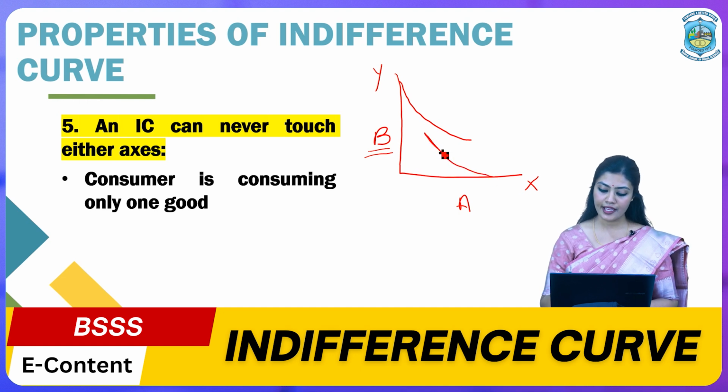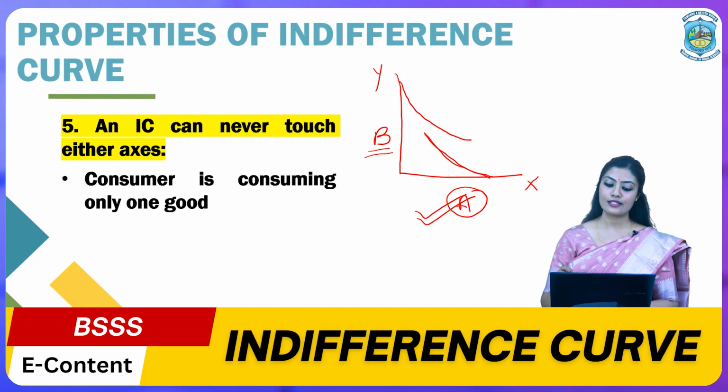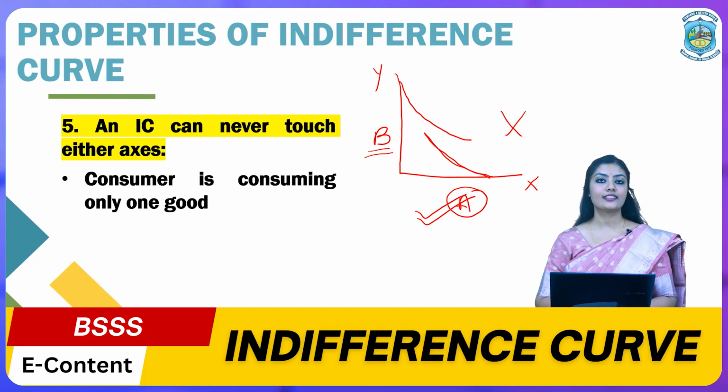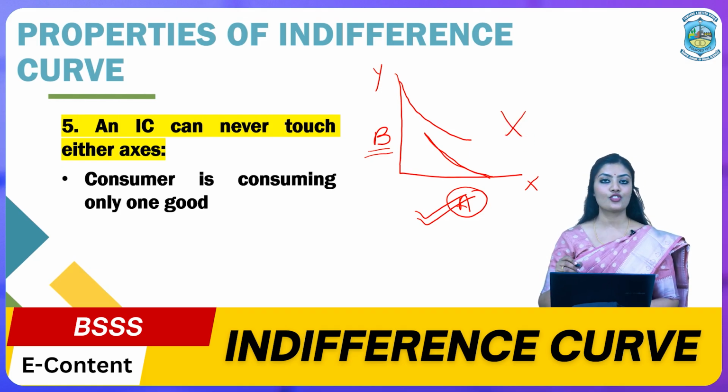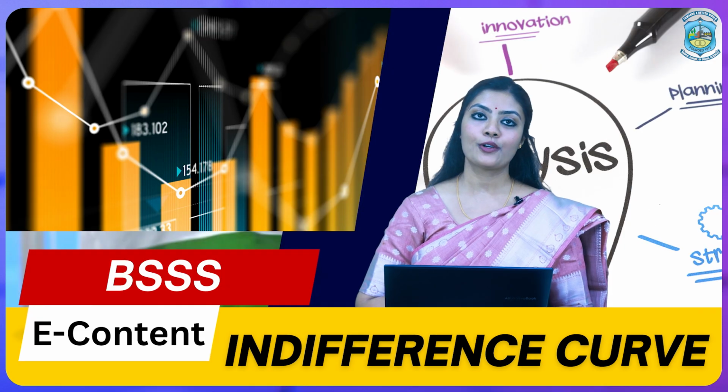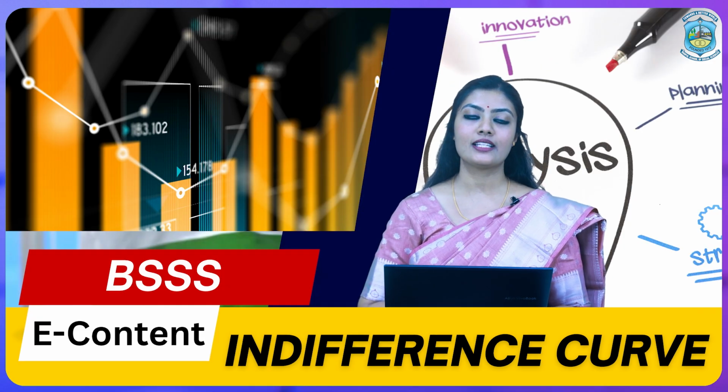In a similar way, if I draw a line or a curve touching the x-axis, it would mean that a consumer is only consuming apple, which is also wrong, and that is why no IC curve can ever touch either axis. I hope that these concepts have been clear to you.